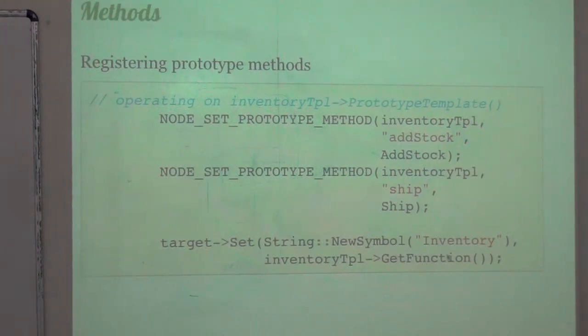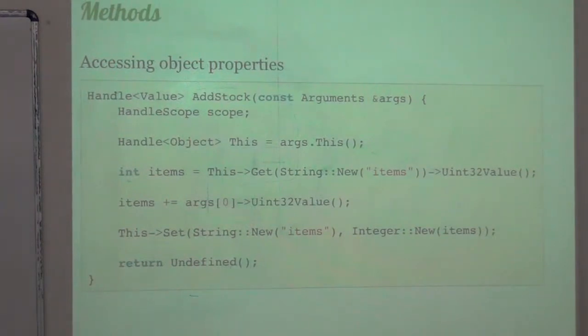right? Again, not much difference here, just get the function and set it, and you should have add stock and ship as part of inventory methods, right? So let's actually turn to the implementation so that we can understand how that object is now internally accessible in C++, right? Again, I have used args.this.